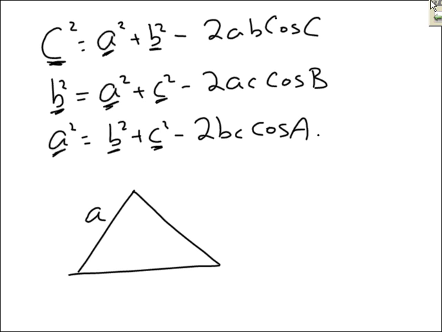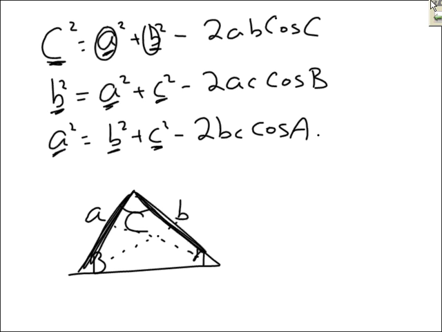If this is little a and this is little b, well, that means that must be angle A, and opposite B must be big B. The angle in the middle of A and B is C. The angle in between A and B, that's the angle we're taking the cosine of.